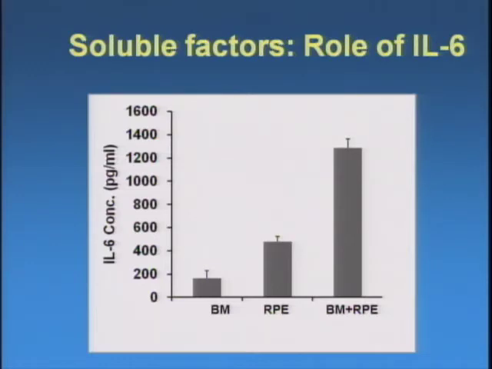So he measured IL-6, a cytokine that's well known to inhibit DC differentiation and to promote MDSC differentiation. He measured IL-6 concentration in those cultures: bone marrow alone, RPE alone, and bone marrow plus RPE, showing that IL-6 expression is dramatically increased in the co-culture.